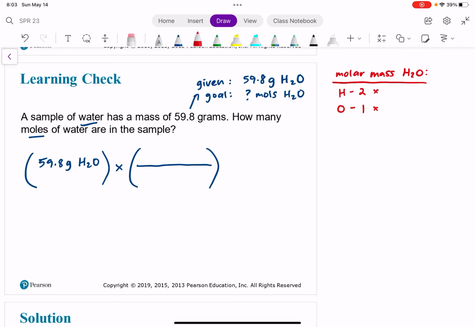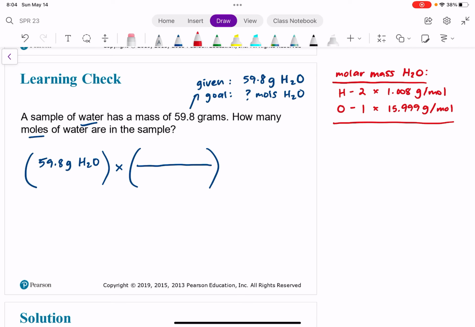Okay, so what's my atomic mass number for hydrogen? Where am I going to find that? Yep, periodic table, 1.008 grams per mole. And I have 2 of those, so we got to multiply. All right, now for oxygen, we have 15.999 grams per 1 mole of oxygen. Okay, so now we got to go ahead and add those things up.